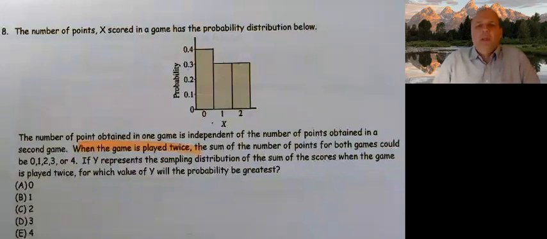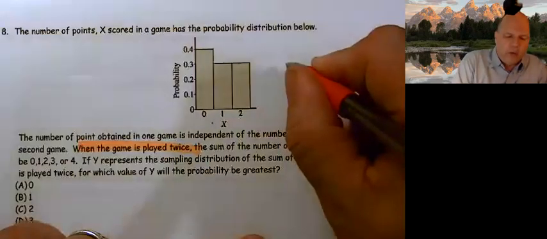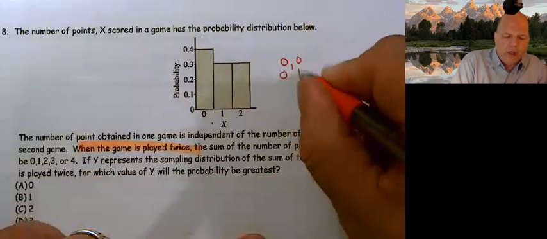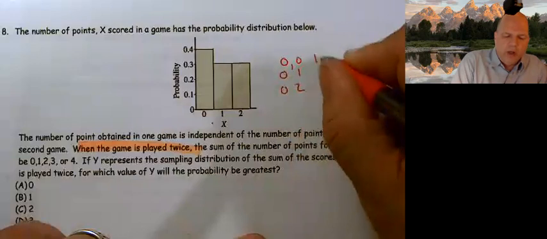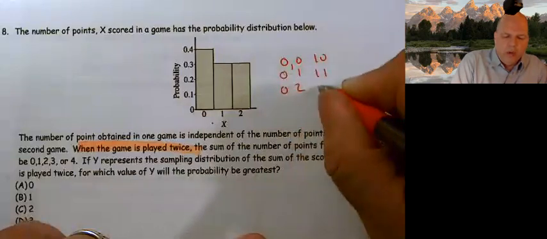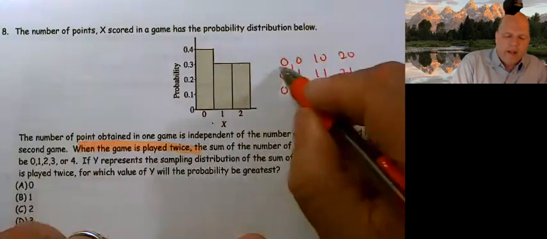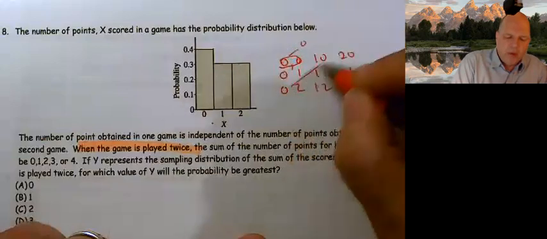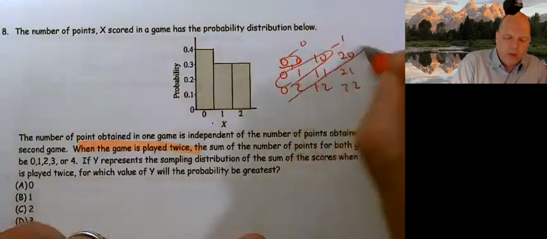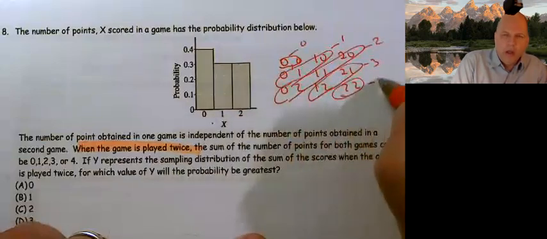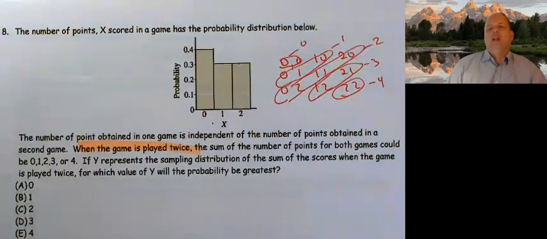So the sum of the number of points could be 0, 1, 2, 3, or 4. And the way they did that is they said, you could get 0 on the first game and 0 on the second. You could get 0 and 1, 0 and 2. You could get 1 and 0, 1 and 1, 1 and 2, 2 and 0, 2 and 1, and 2 and 2. If I add these up, that becomes 0. This becomes 1. These become 2. These become 3. And that becomes 4. So that gives me how they came up with their distribution.